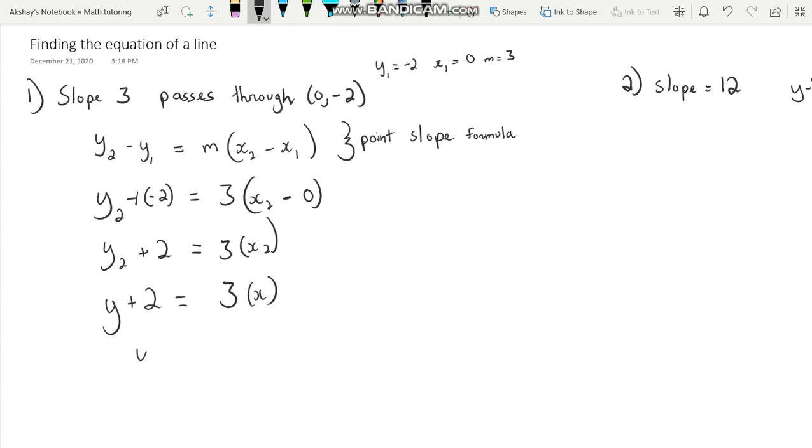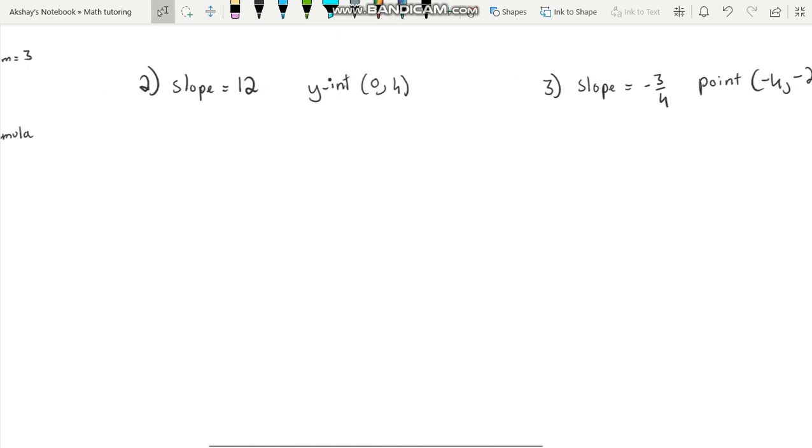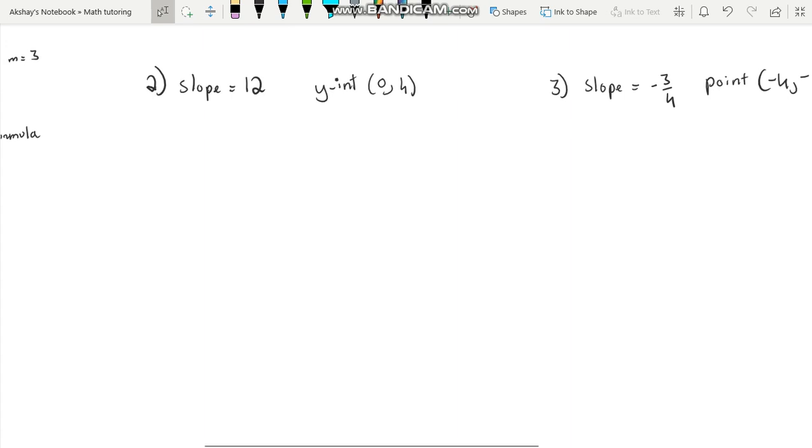x. So now if I expand this further, y plus 2 is equal to 3x, bring my 2 to the other side and it becomes a negative. So my equation is y is equal to 3x minus 2. There we go. Moving to another example when we're given our slope and our y-intercept, and we have to frame it in the form of y is equal to mx plus b.